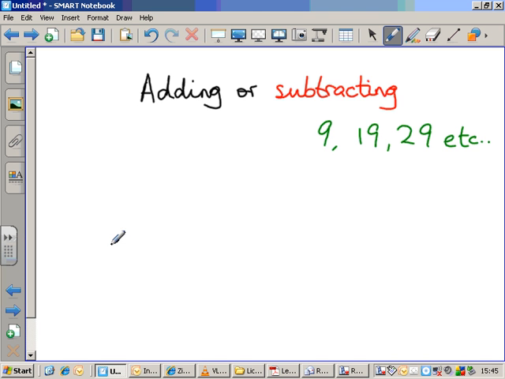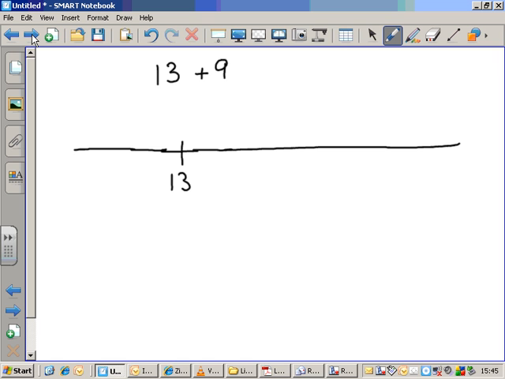So adding and subtracting numbers like 9 or 19 or 29, or conceivably we might talk about adding and subtracting numbers like 11 or 21 or 31, or so on as well. But let's start with 9, 19 and 29. It can be a little bit confusing sometimes, but if we look at this example, we'll talk about it and hopefully end up, by the end of this video, being able to get it right 10 times out of 10.